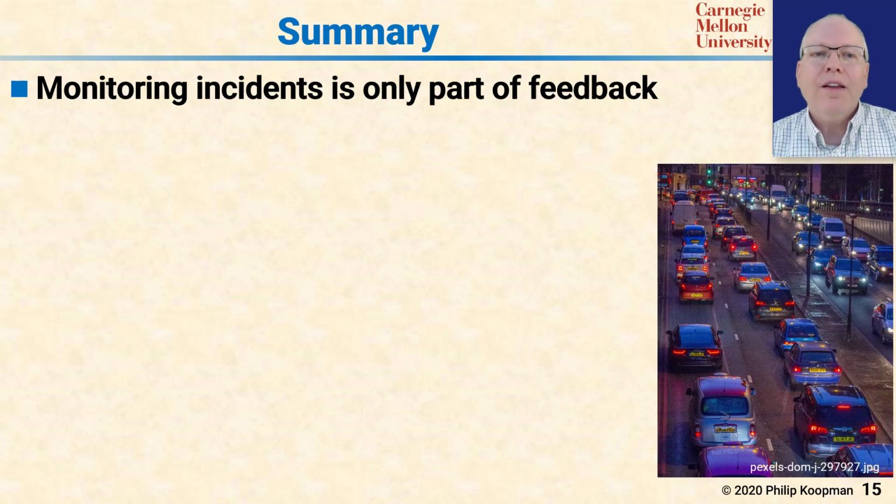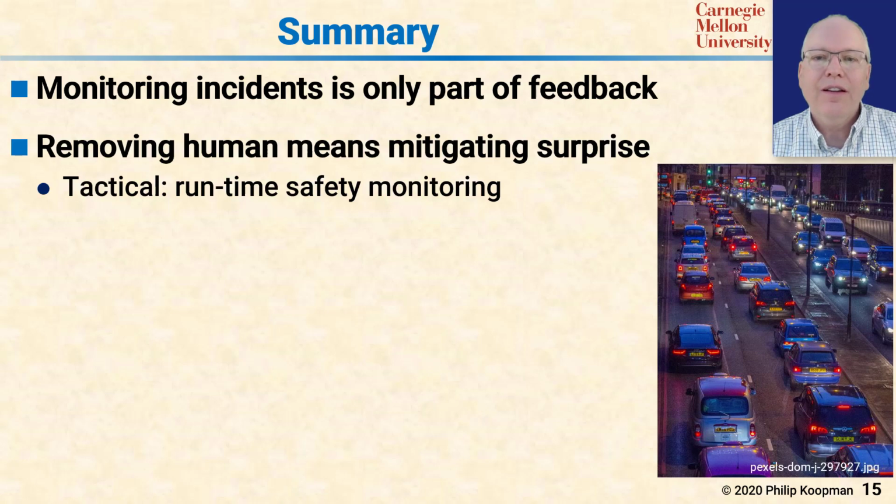Wrapping up, you can look for incidents at runtime. You do runtime risk analysis, but that's only part of feedback. Feedback has to happen at all levels of the design and deployment cycle. If you remove a human, in other words, if you have an actual self-driving car where there's no human responsible for safety, then you're going to have to mitigate surprises because you will never catch everything during the initial design cycle. The only way to get to safety is to not only do a really good job designing, but also be continuously monitoring for things that indicate your safety case is not currently true.